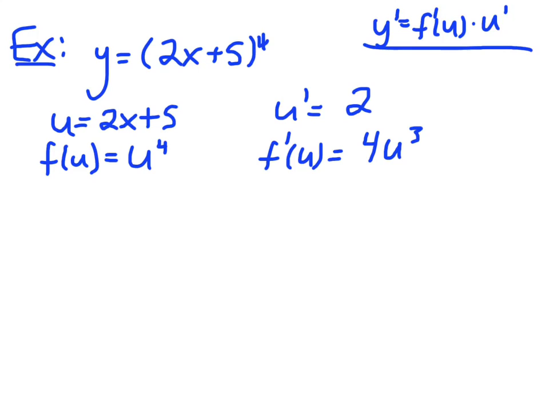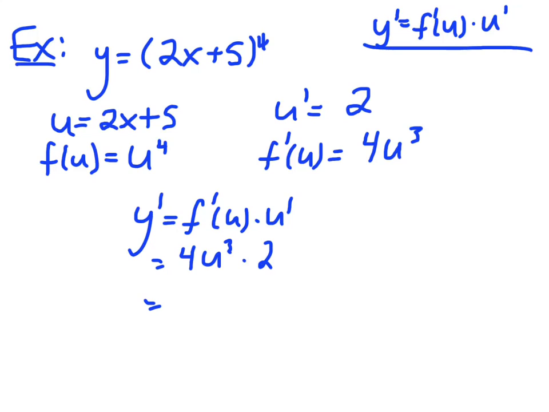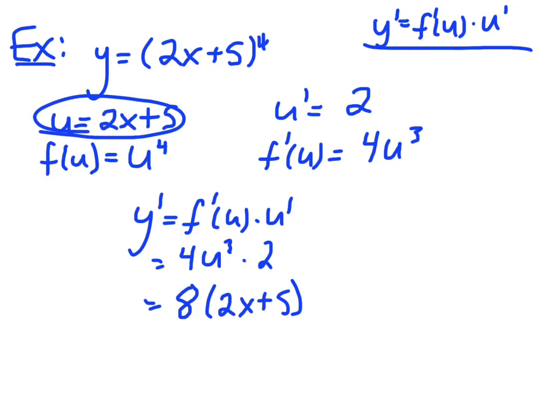So now I write out my chain rule. y prime is f prime of u times u prime. So f prime of u is 4u cubed. u prime is 2. So I can multiply these two together, so I get 8. And then I'm going to replace u with what I decided u was, which is 2x plus 5. So 2x plus 5 all to the 3. So that's my derivative right there.